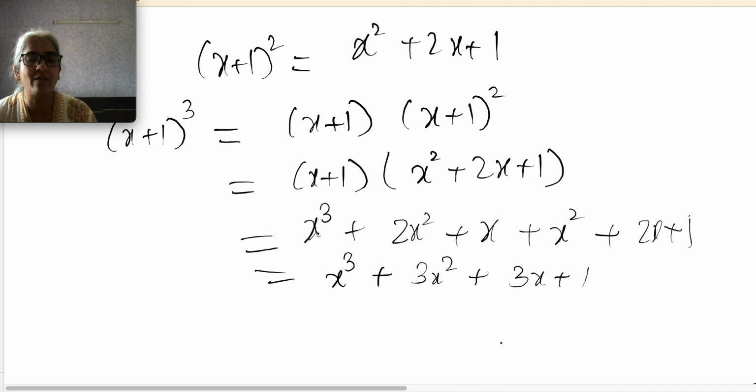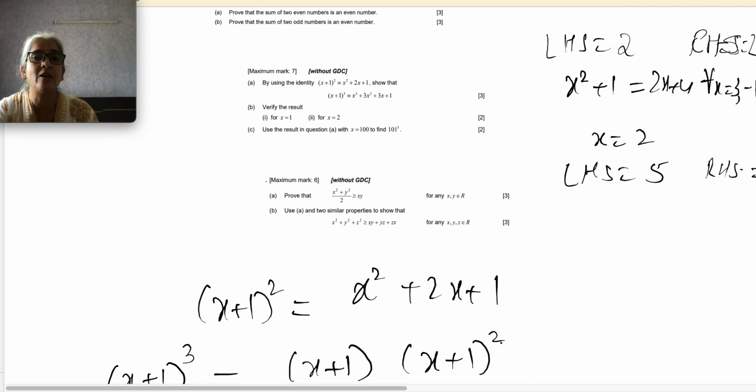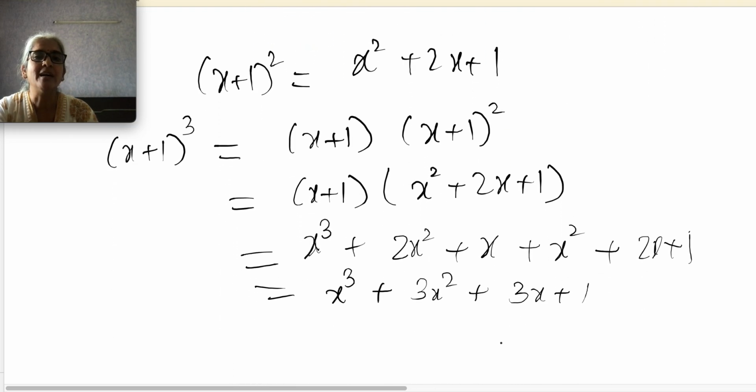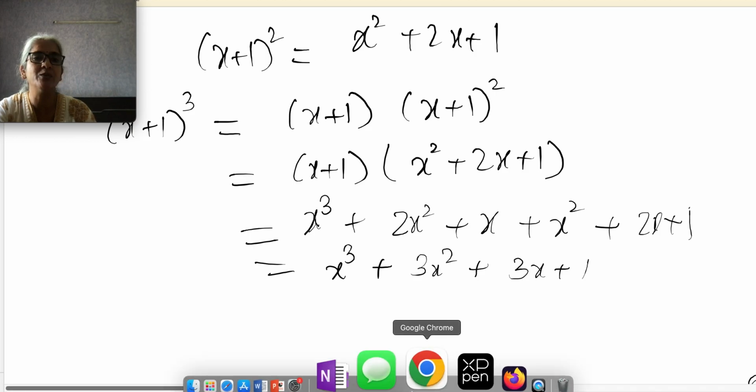You will also be studying binomial expansion, where you will see the rule of expanding binomials with any power, not just the smaller numbers, which you all are more familiar with. And the last, they are also asking us to verify this result for x equal to 1 and 2. I'm going to skip that part because that's not very hard for you to do.